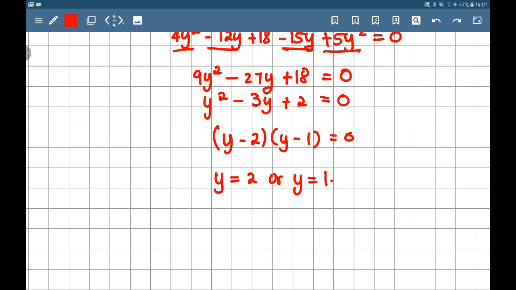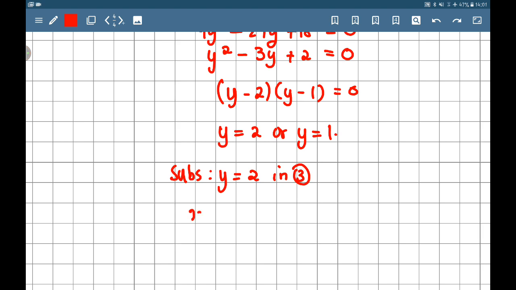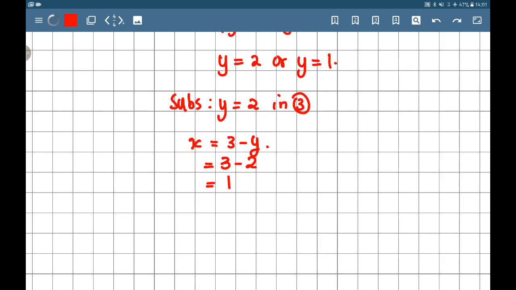But we're not yet done. We need to substitute y is equal to 2 in equation 3. Remember equation 3? It was x is equal to 3 minus y, right? Yes. So this is now going to be 3 minus 2, which is going to be 1. It means our coordinates are going to be 1 and 2.